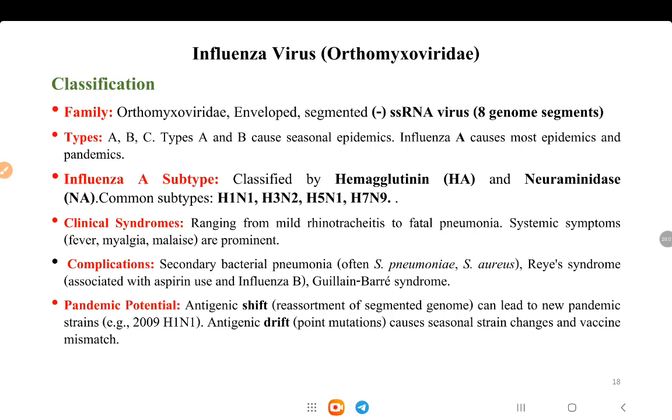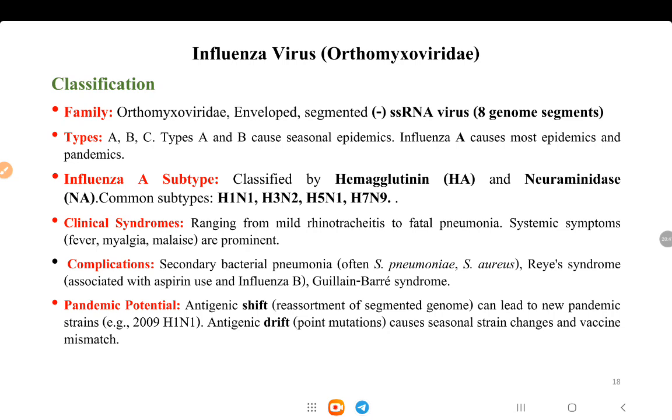Types A and B cause seasonal epidemics, but influenza A is responsible for most epidemic and pandemic influenza infections. Influenza A is classified into subtypes depending on the hemagglutinin or neuraminidase surface proteins found in the envelope. The common subtypes of influenza A are H1N1, H3N2, H5N1, and H7N9.